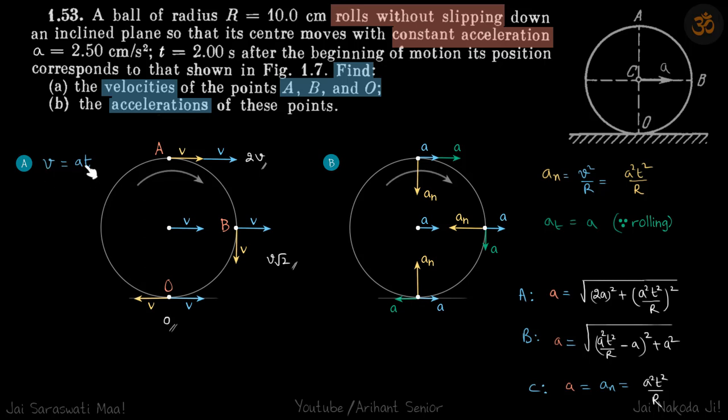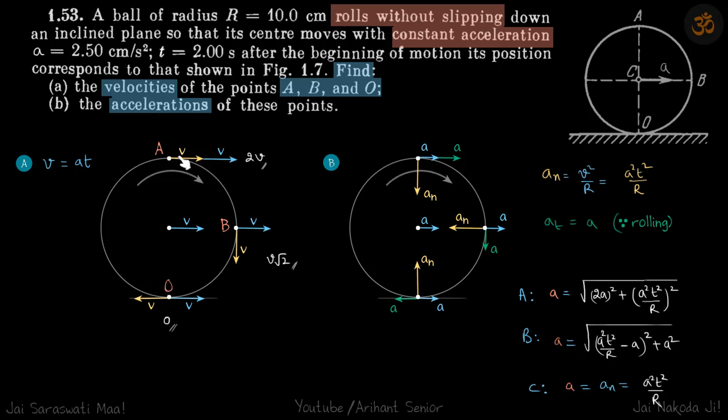And that is all the information we need for the rolling. Because when it is rolling, the tangential velocity with respect to the center is the same as the velocity of the center. So if this is v, the tangential velocity, which is in yellow, with respect to center, that is also v.